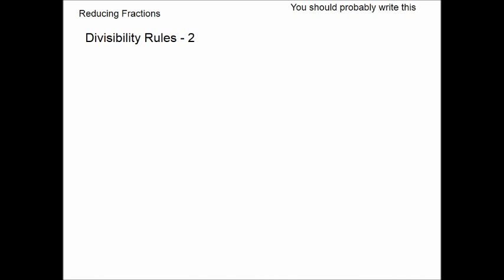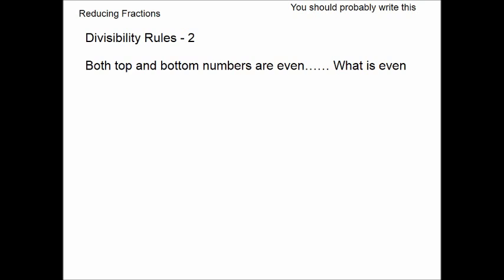Reduction of fractions or divisibility. Divisibility rule for number 2. Both the bottom and top numbers are even. What is even? Even is 0, 2, 4, 6, 8. It is not 1, 3, 5, 7, 9. So this will make more sense in a minute.